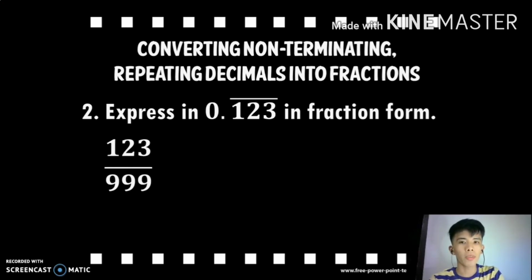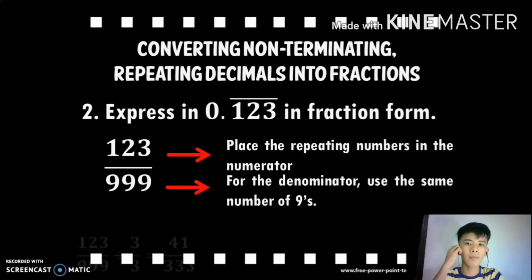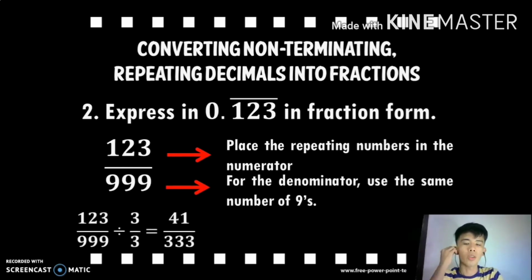Since we have 3 digits or 3 repeating numbers, kaya tatlong 9 yung ating ilalagay sa ilalim. If we can lowest term it, like for example, 123 can be divided by 3. And 999, pwede rin siyang i-divide by 3. So, lowest term natin yan ay yan. 123 divided by 3 is 41. 999 divided by 3 is 333. So, the final answer is 41 over 333.